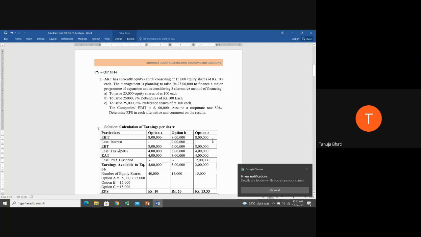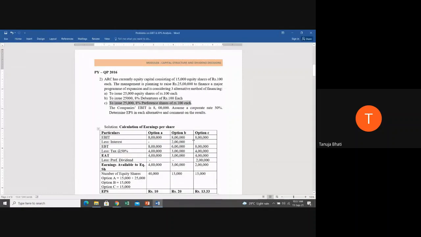In option C, interest to debenture holders will not come into picture because it is entirely raised through preference shares. Therefore, it is zero. So EBT is 8 lakh, 6 lakh, and 8 lakh. Less tax at 50%, which will come for all the three options. That is 4 lakh, 3 lakh, and 4 lakh. You get earnings after tax 4 lakh, 3 lakh, and 4 lakh.